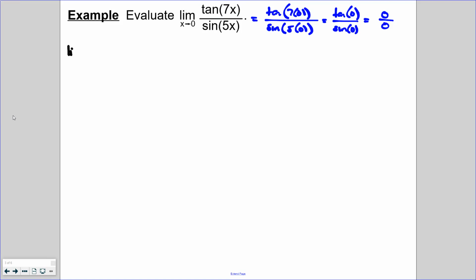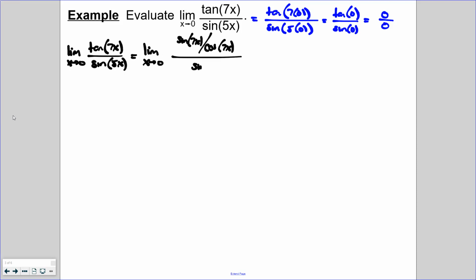So we're going to have the limit as x approaches 0 of tangent of 7x over sine of 5x can be rewritten as the limit as x approaches 0 of sine of 7x over cosine of 7x all over sine of 5x. Because let's remember, tangent is equal to sine over cosine. And now we seem to be stuck again because there's nothing that we can cancel out or simplify.